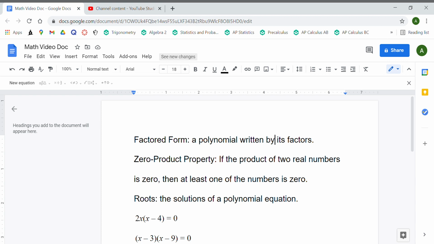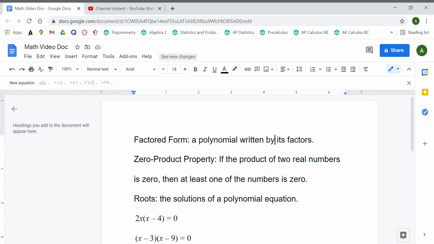Hey guys, welcome back to Algebra 1. Today we're going to be learning how to solve polynomial equations. Most of these equations are going to be factored for you, but we're going to get introduced to factoring today. Don't worry, it's only greatest common factor that we're going to be talking about.